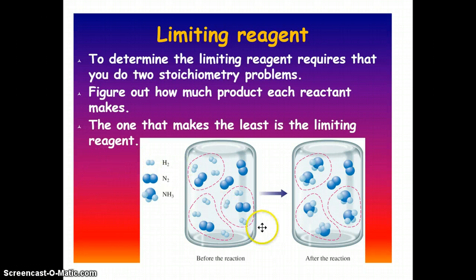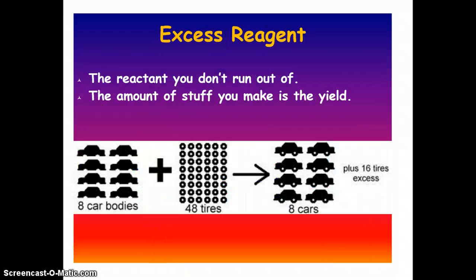All right, here's another picture. We have H2 and N2 making NH3. And here you see that we've got extra N2, which means H2 is going to be our limiting reactant. And in fact, when it combines, we have no H2 left, and N2 left. So that means that H2 limited how many NH3s could be made.